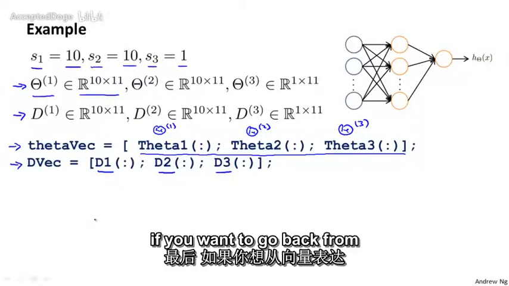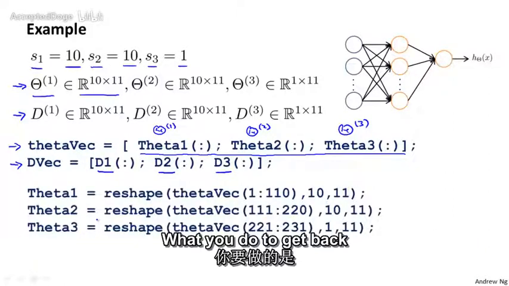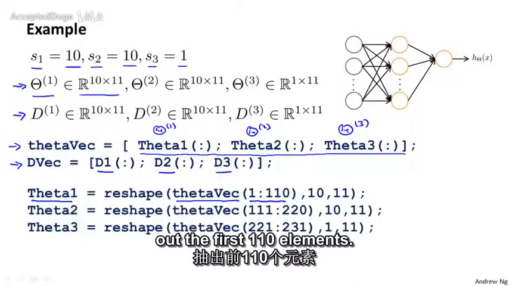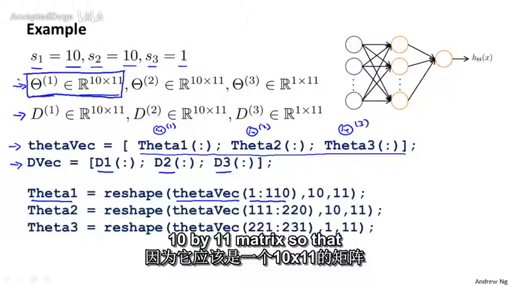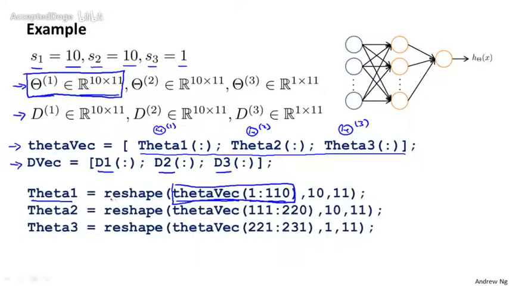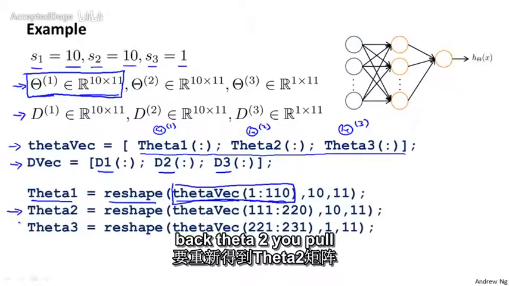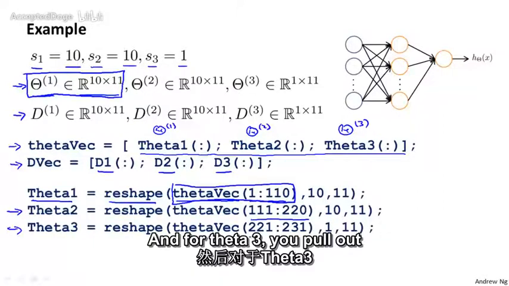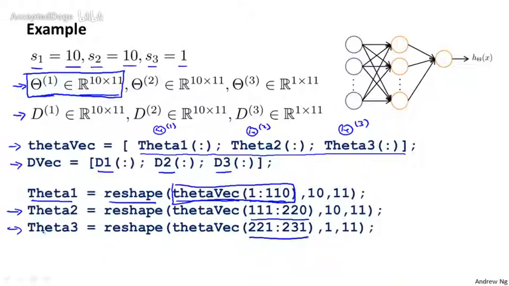And finally, if you want to go back from the vector representations to the matrix representations, what you do to get back Theta1, say, is take thetaVec and pull out the first 110 elements. So Theta1 has 110 elements because it's a 10 by 11 matrix. So that pulls out the first 110 elements, and then you can use the reshape command to reshape this back into Theta1. And similarly, to get back Theta2, you pull out the next 110 elements and reshape it. And for Theta3, you pull out the final 11 elements and run reshape to get back Theta3.